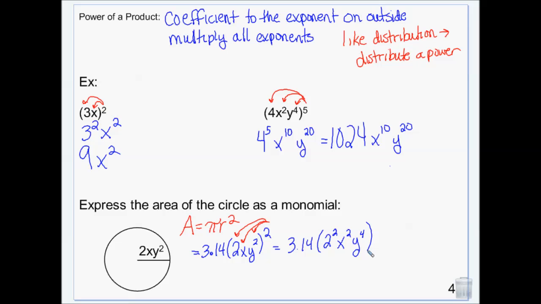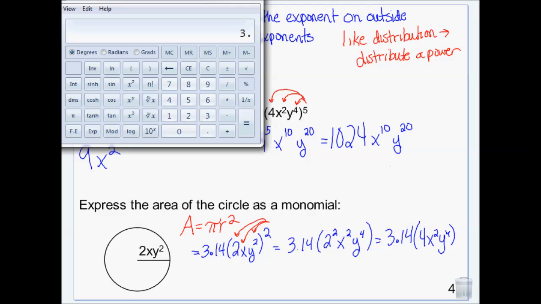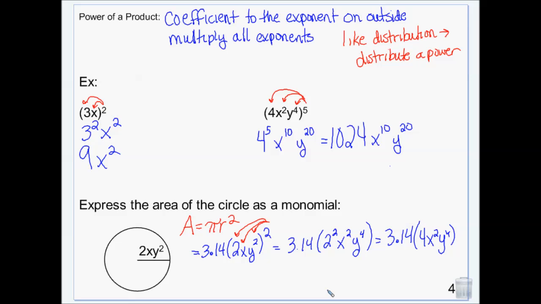So far, so good? Okay, 2 squared is 4. It was on the radius, right here. This 2 came from the pi r squared, so we had to square the radius. So that's 4x squared y to the 4th. And then I just need to do 3.14 times 4. So that's 12.56 x squared y to the 4th.